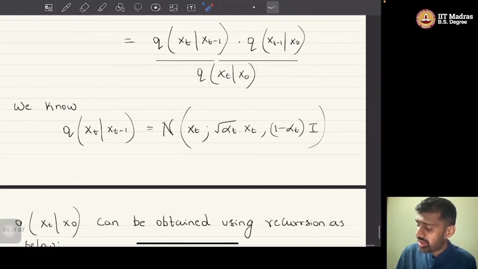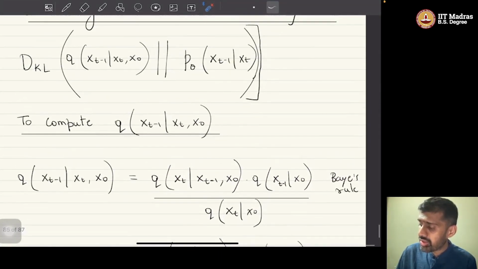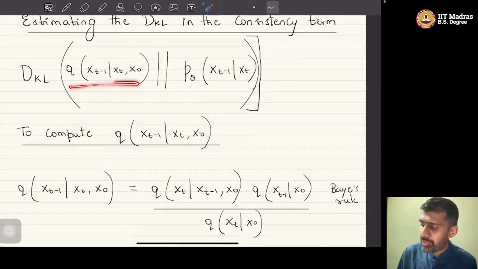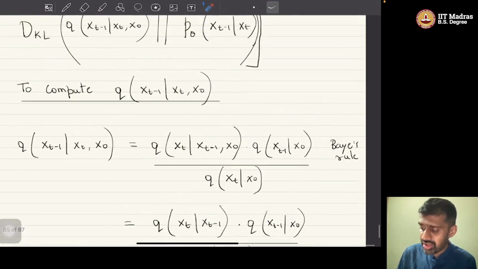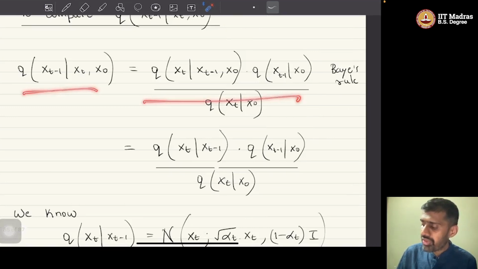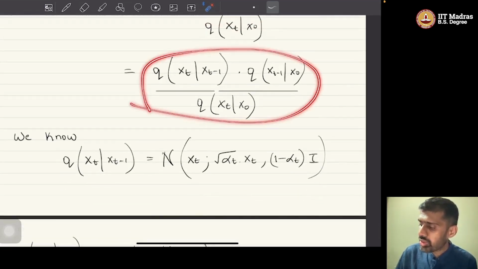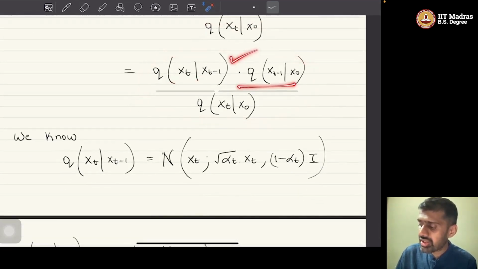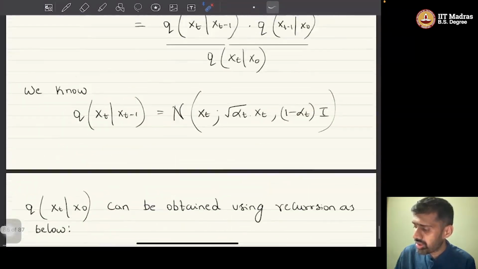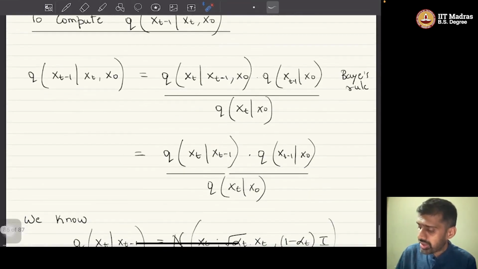Now, where did we come from? You recall that we wanted to compute the consistency term, and we want to compute the first term in the consistency, that appears in the KL within the consistency term, and that can be written using the Bayes law. And there we got three terms: q of xt given xt minus 1, which we know; q of xt minus 1 given x naught, and q of xt given x naught were not known. We just use recursion to get that. So finally we have everything that we need to compute q of xt minus 1 given x naught. So let us take that and try to write it down.